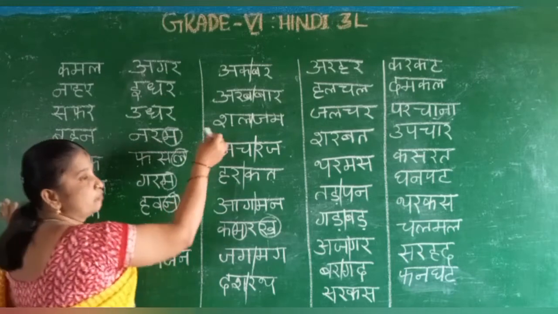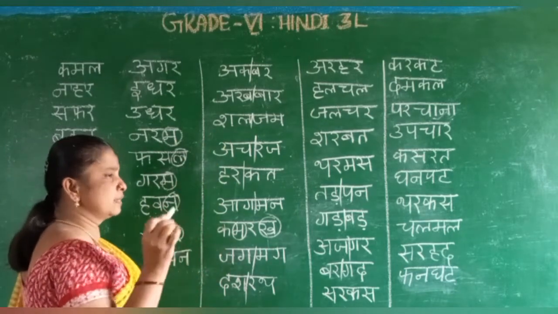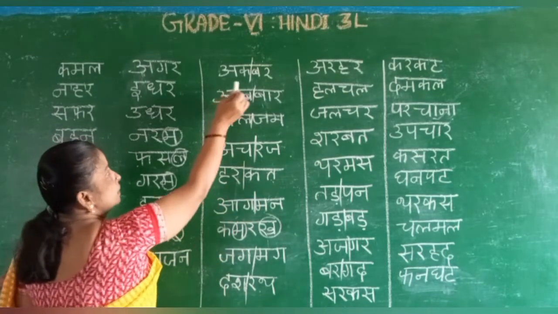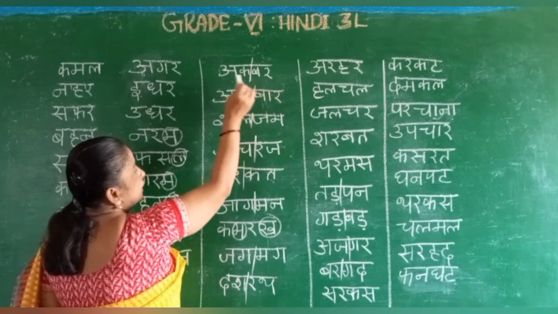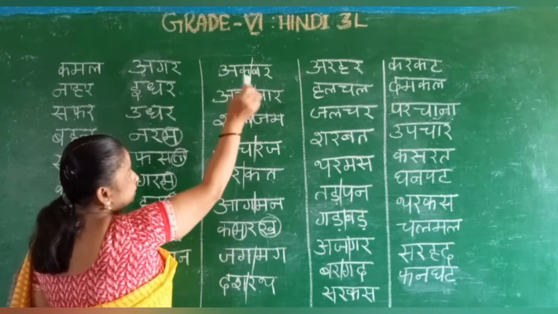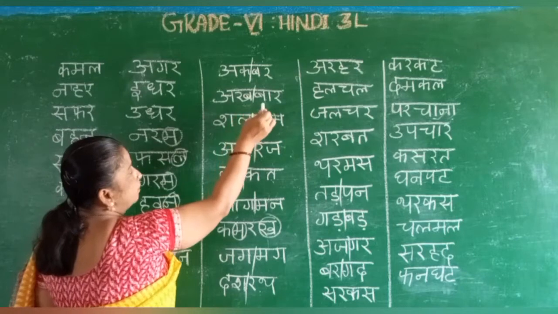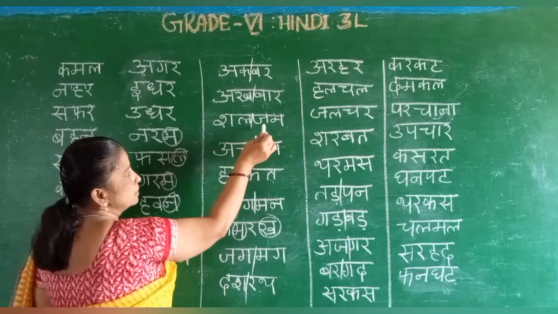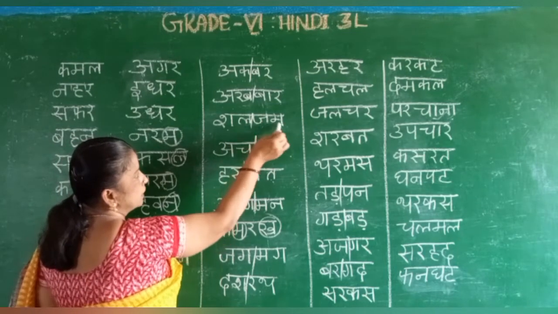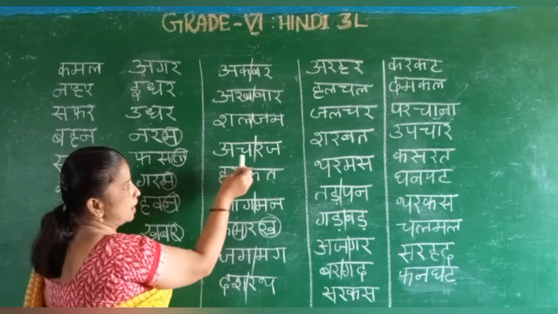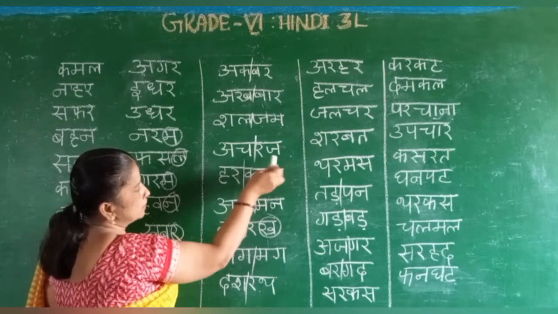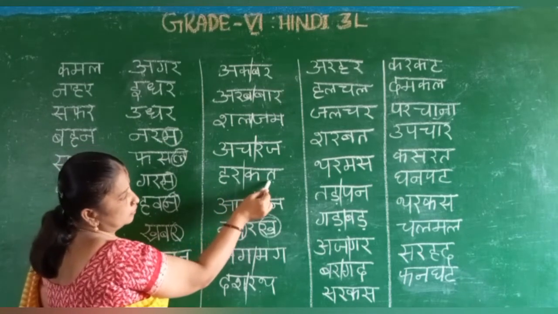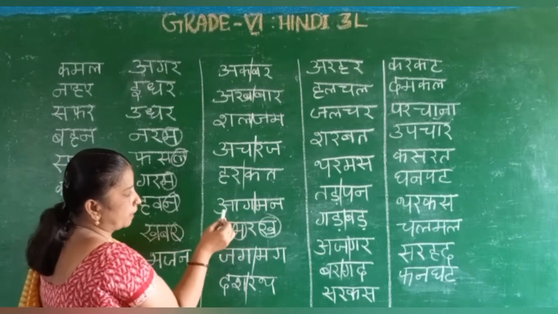Now we are moving to 4-letter words. Again and again I tell the same thing: you split the word and read, very easy. Akbar. This is the name, Akbar. Sal, jam, sal, jam. Ach, raj, achraj. Har, kat, har, kat.